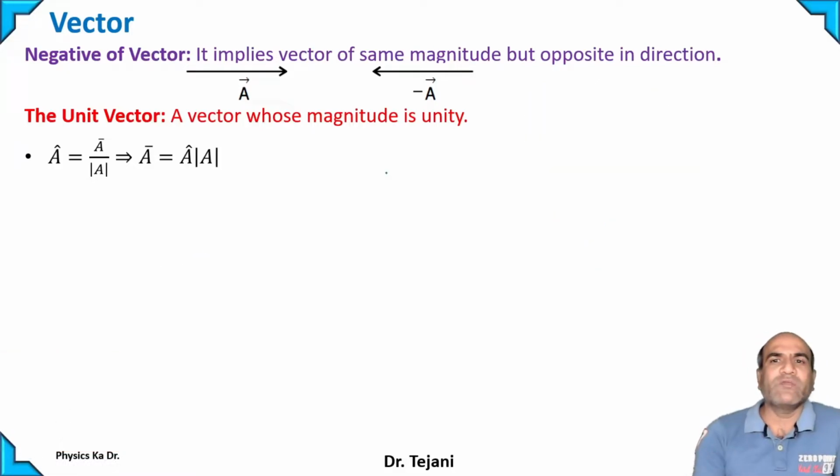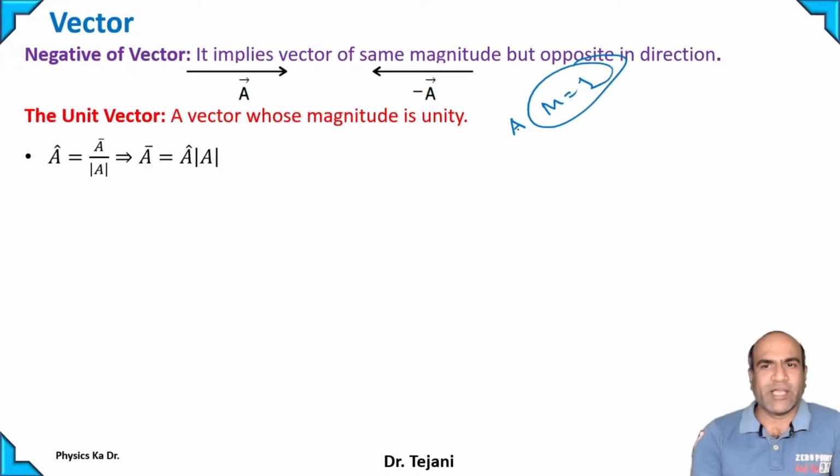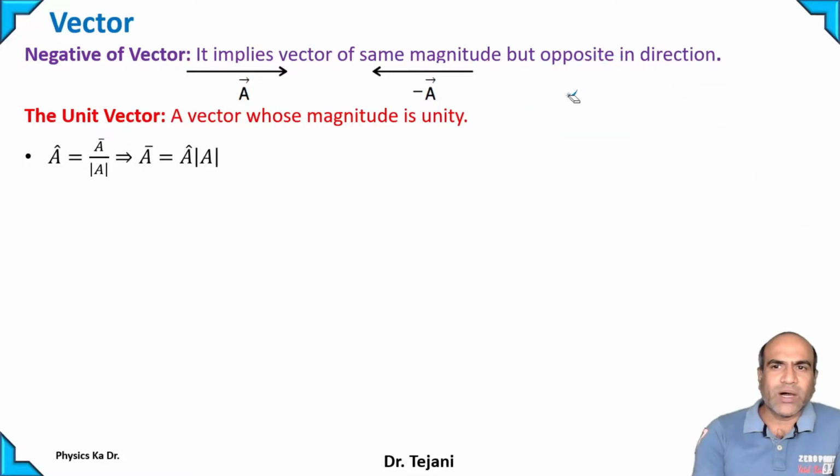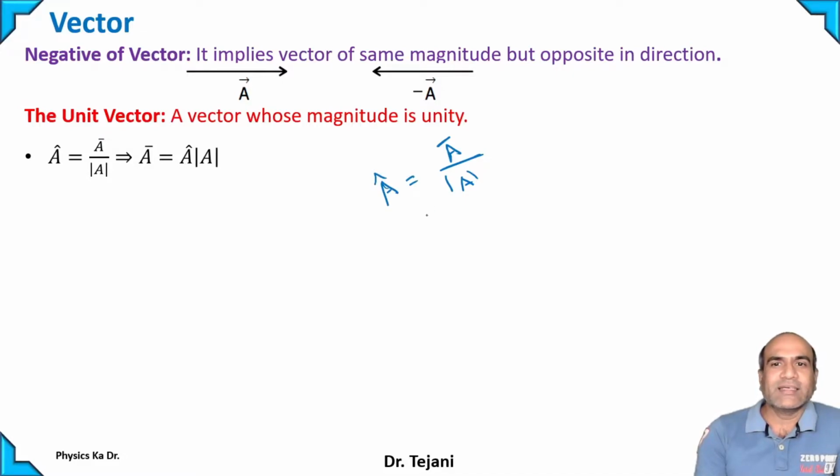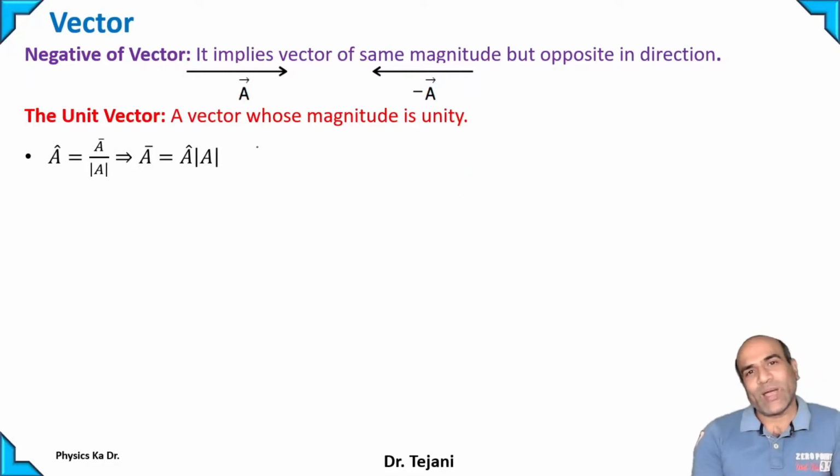A similar case is applicable here. In the case of a unit vector, the vector has magnitude equal to 1, or simply we can say no magnitude. That means it's a vector that should be divided by its magnitude, that means mod of a. So here a cap is used to represent a unit vector, a small cap used to represent its unity or unit vector.